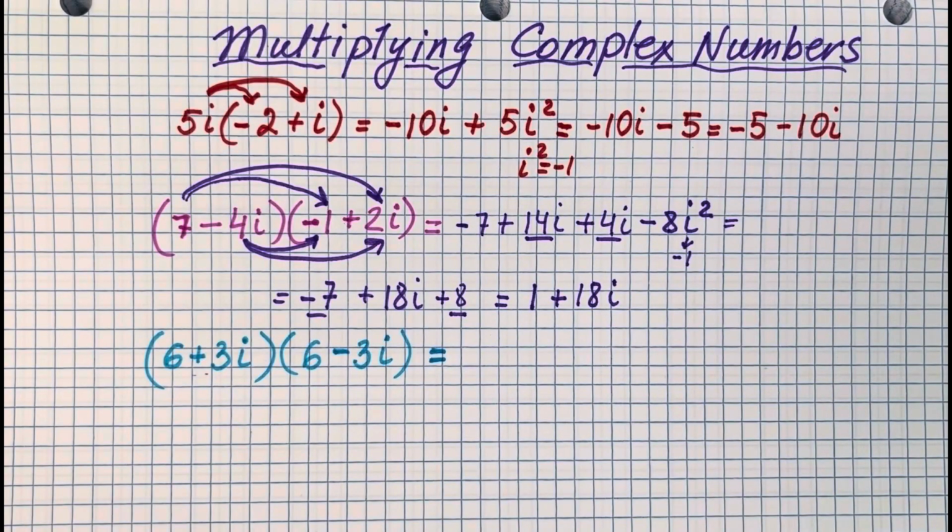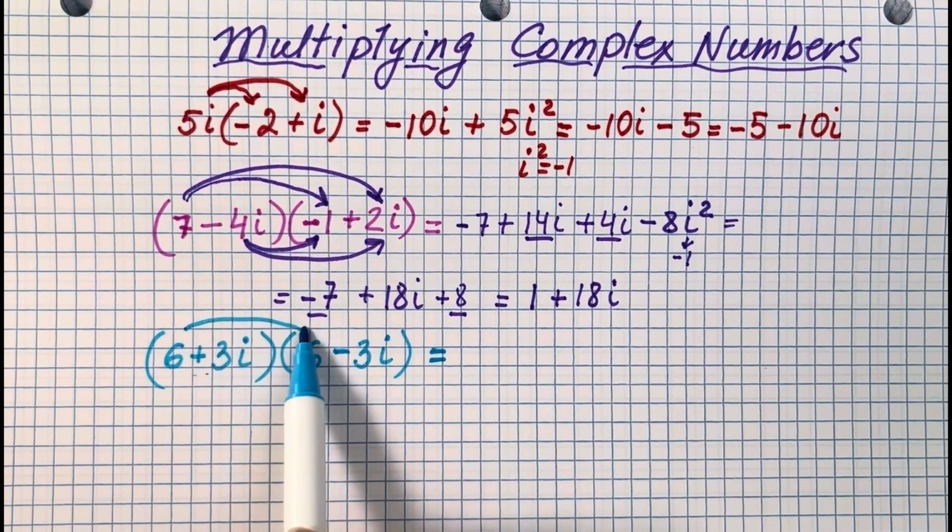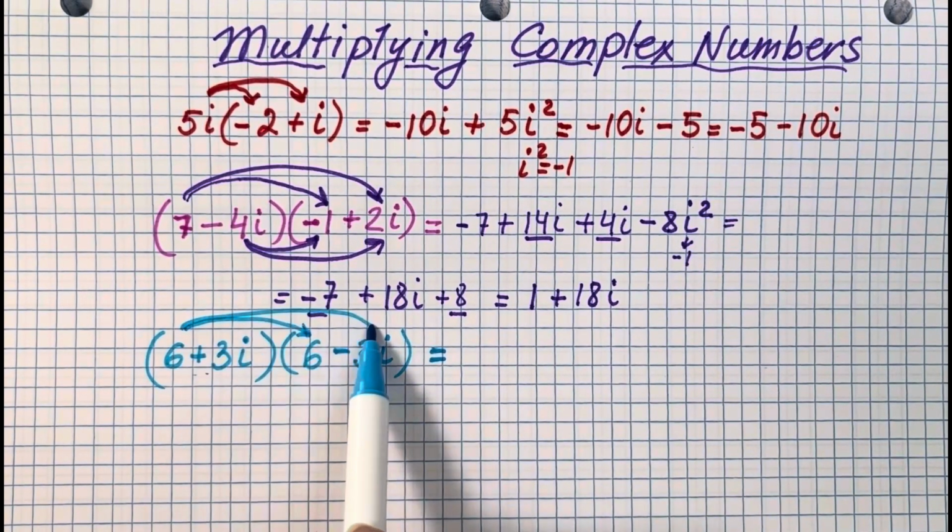The next one, we're going to multiply 6 plus 3i times 6 minus 3i. All right, let me first multiply the two binomials, or two complex numbers. Then we're going to notice something and we're going to discuss it. So first, we're going to do the same steps.